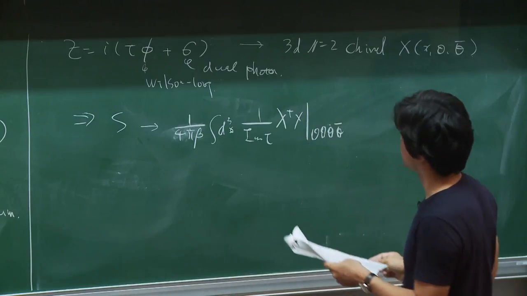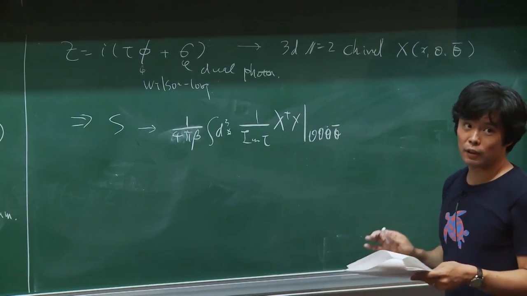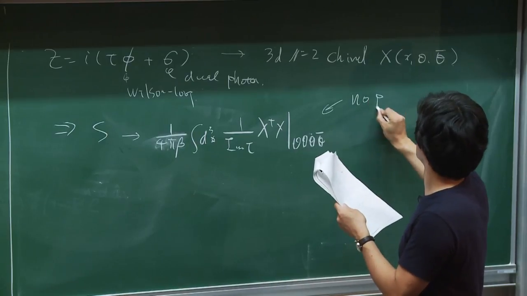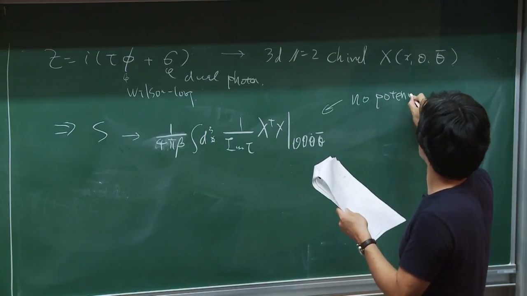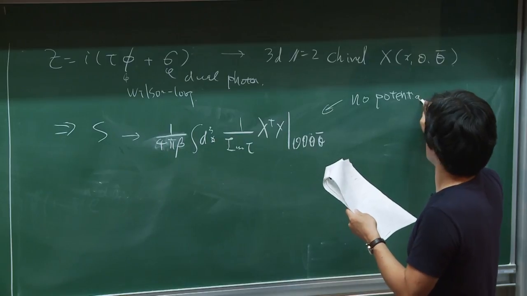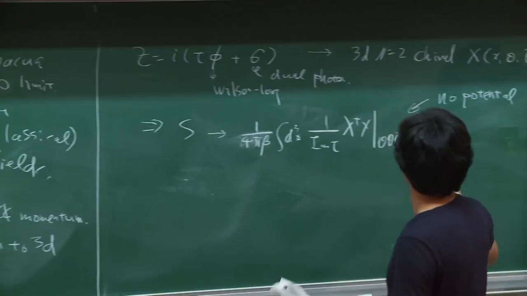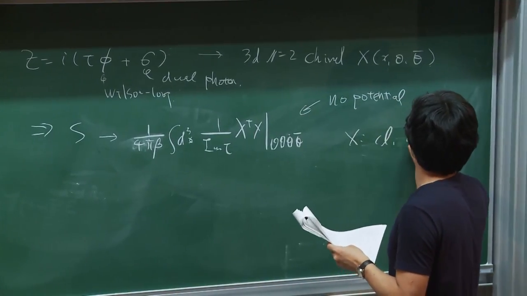Scalar. Okay, so the original Yang-Mills action has no scalar potential. So it's flat. It's of course because the Wilson line is a moduli. So this X is a classical moduli.